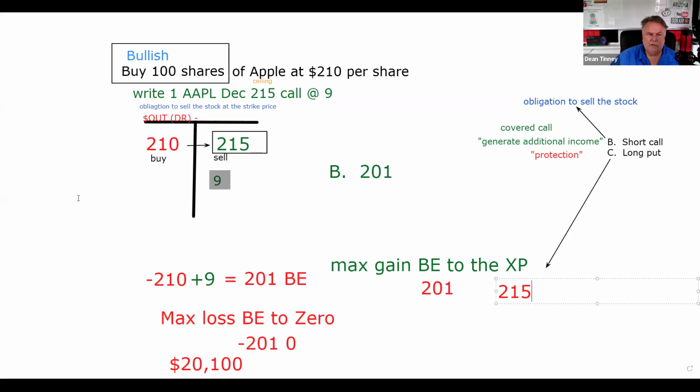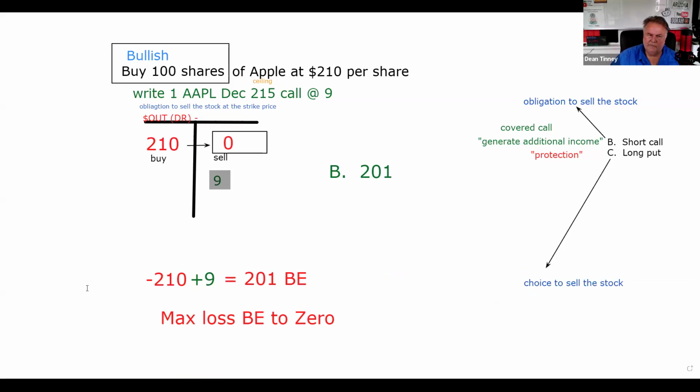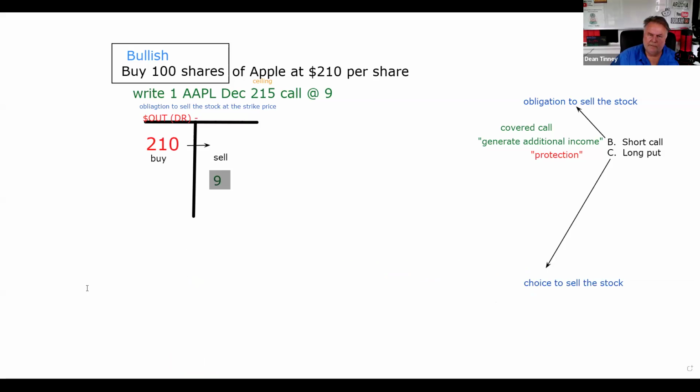All right, so now let's do a test phraseology where they don't give you the max gain or max loss. They actually tell you something like this. So here we go back all the way back to zero. Your customer buys 100 shares of Apple at 210 per share, writes one Apple December 215 call at 9.